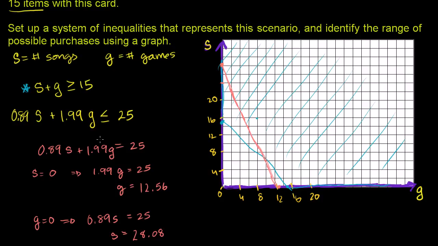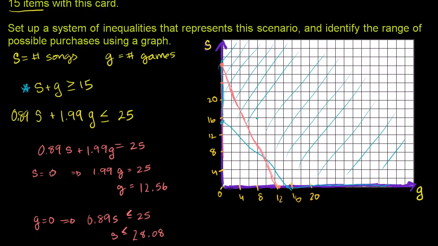Now, if we're talking about the less than area, what will that imply? If we think about it, when g is equal to 0, 0.89s is less than 25. If we really wanted the less than there, instead of just less than or equal to, s is less than 28.08. So it'll be the region below.